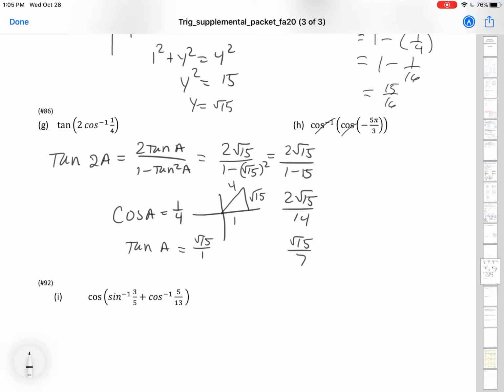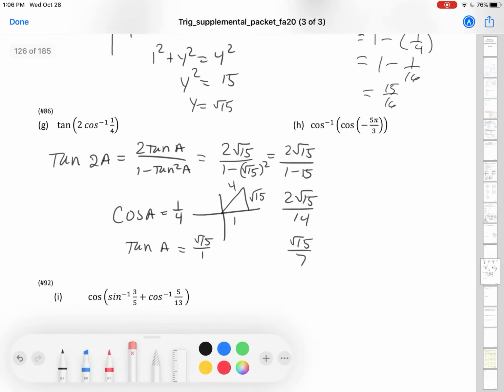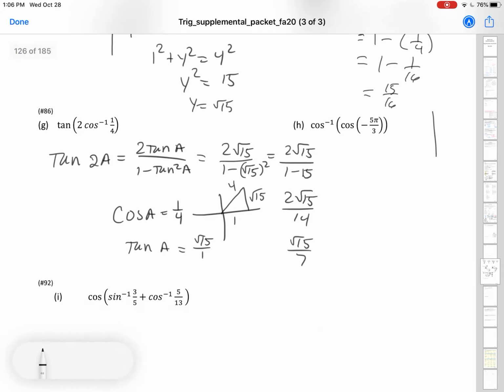If you cross these guys out, you end up with an angle that we don't have. So we have to really ask ourselves a question. Where is negative 5 pi over 3? Where's negative 5 pi over 3? Well, it's just close to negative 6 pi over 3.